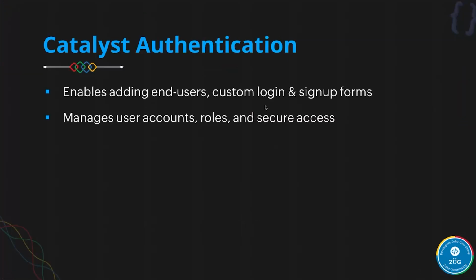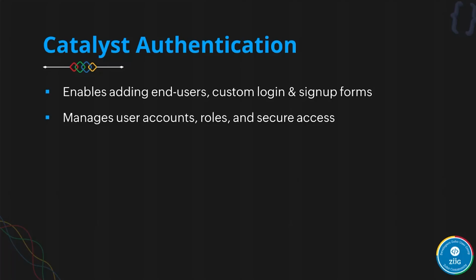Catalyst authentication is a powerful feature in Catalyst Cloud Scale that makes managing user access straightforward and secure. It allows developers to quickly add users to their apps, customize the login and sign up forms to match their brand, and handle user accounts and roles efficiently. With everything accessible right from the Catalyst console, you can ensure seamless user management without having to do a lot of complex programming.